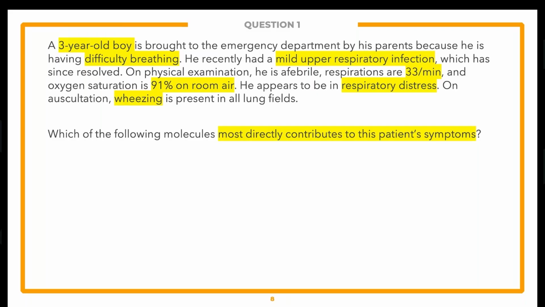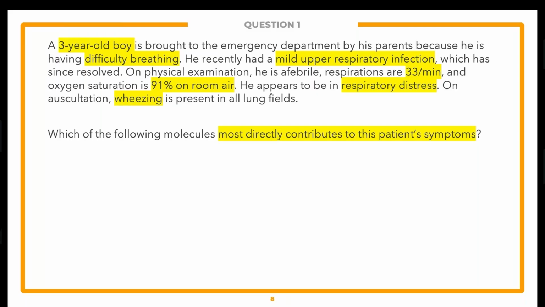So we know it's a 3-year-old boy. He's in the ED, so he has difficulty breathing. He had a recent mild upper respiratory tract infection. Okay, those can cause some issues there. His respirations are pretty fast, 33 a minute. And he's satting about 91% on room air, which is pretty low for a 3-year-old. He appears to be in respiratory distress, and there's wheezing in all lung fields when you listen to him.